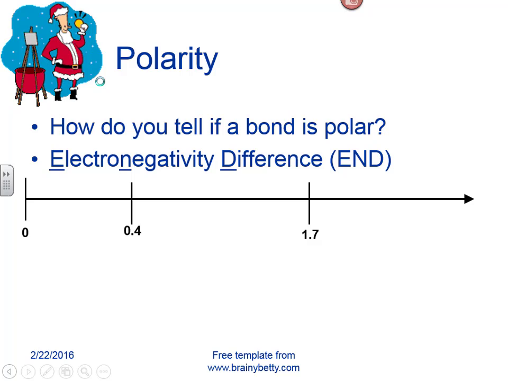So the first division that we have is 0 to 0.4. Any bonds that have an electronegativity difference of less than 0.4 are called nonpolar covalent. They're covalent because the electrons are still shared. They're nonpolar because the electrons are shared evenly or equally between the 2 atoms, right down the middle.